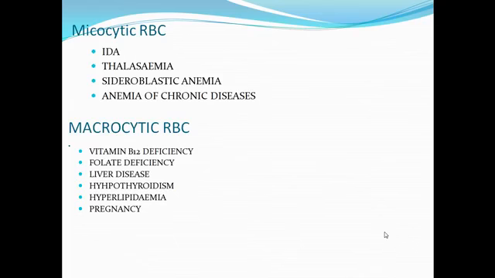So what are the causes of microcytic RBC or macrocytic RBC? Microcytic RBC has four causes: iron deficiency anemia, thalassemia, sideroblastic anemia, anemia of chronic disease. On the other hand, macrocytic RBC: vitamin B12 deficiency, folate deficiency, liver disease, hypothyroidism, hyperlipidemia, and pregnancy, and so on. In your final professional examination, these causes of microcytic and macrocytic RBC are asked in various parts of your examination. You should commit them to memory.